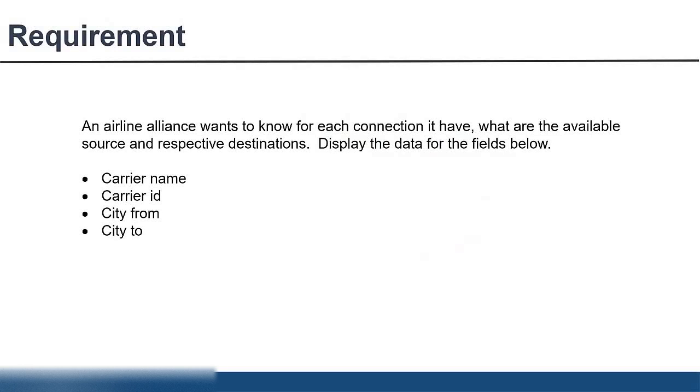This is the requirement for which you have to write a program. Within it, you have to use the union statement. The requirement goes like this: an airline alliance wants to know, for each connection it has, what are the available sources and respective destinations.